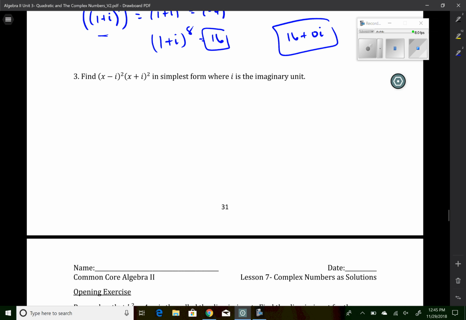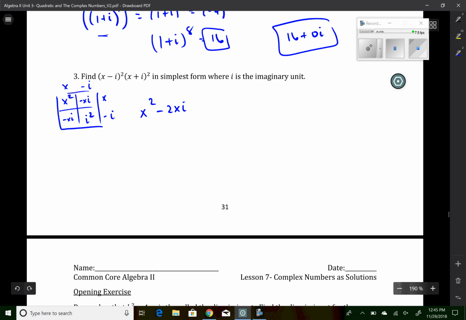Number 3, x minus i squared and x plus i squared. Again, use those boxes if you need them. If you don't need them and you could do this without them, you are awesome. So I have x squared, negative xi, negative xi, and positive i squared. So I have x squared minus 2xi plus i squared. And I'm multiplying that by x squared plus 2xi plus i squared. I know that because it's going to be the same exact setup, just with positives instead of negatives.